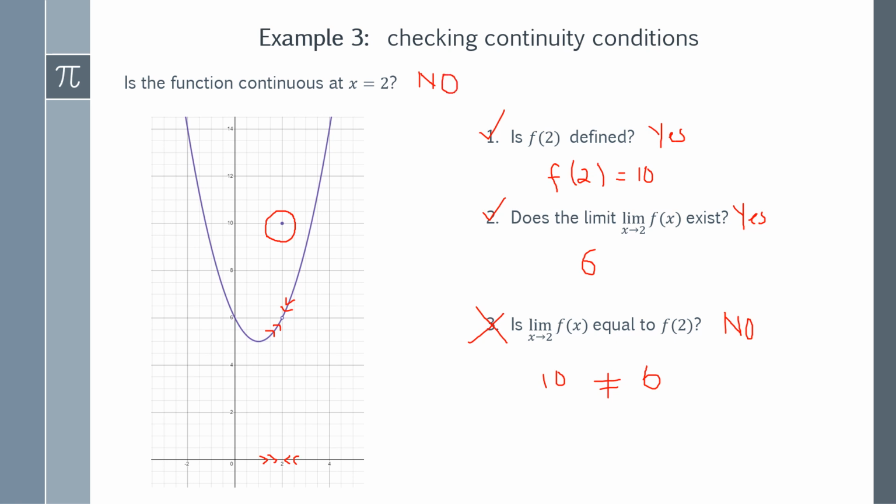All right, so here's your example where the first condition is true, second condition is true, last condition is not true, so we conclude the function is discontinuous at that point.